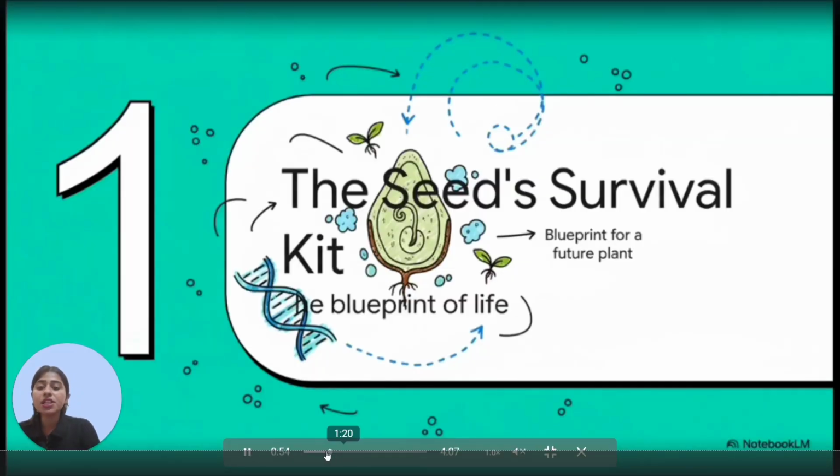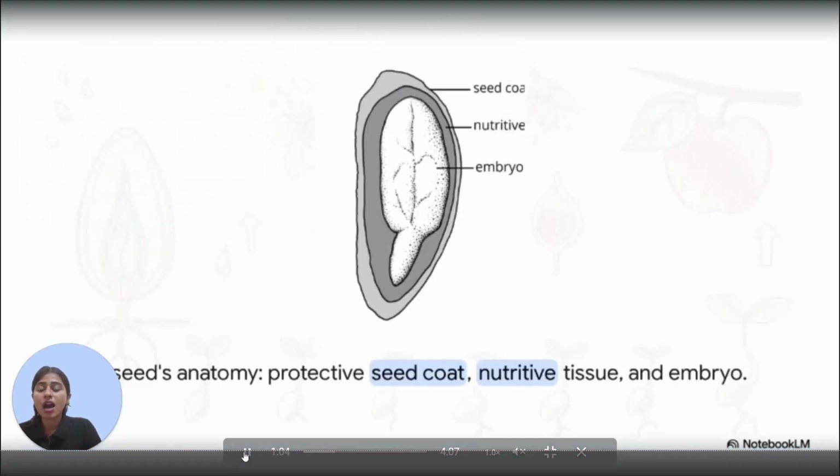The first thing for a seed to germinate is the seed survival kit. So what is a seed survival kit? The seed survival kit refers to the structure of the seed. The seed consists of three structures: the outermost layer, testa and tegument, that protects the seed from hardships and also from the surrounding barriers. The next is the nutritive layer. This nutritive layer provides nutrition to the seed, and the innermost is the embryo. This embryo is actually the progeny of the next generation. This embryo will give rise to what? It will give rise to a new plant.